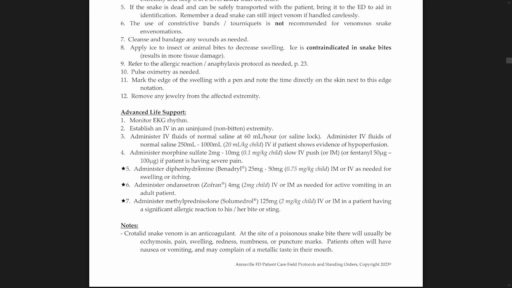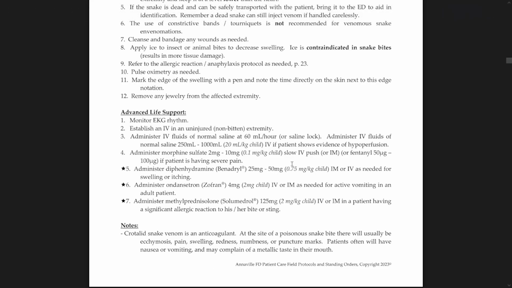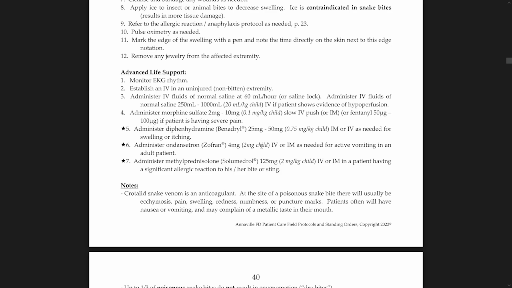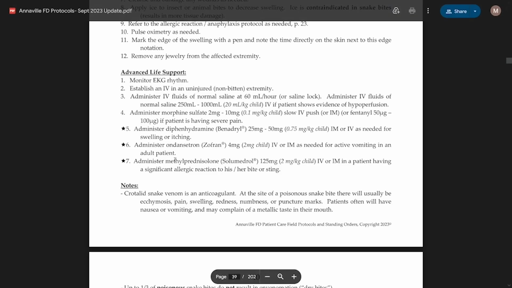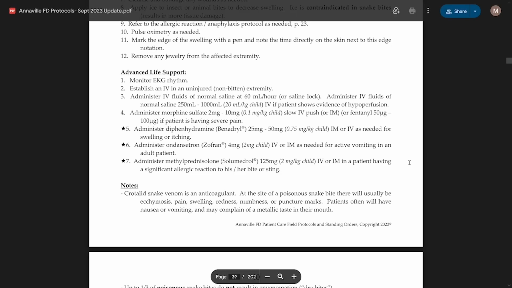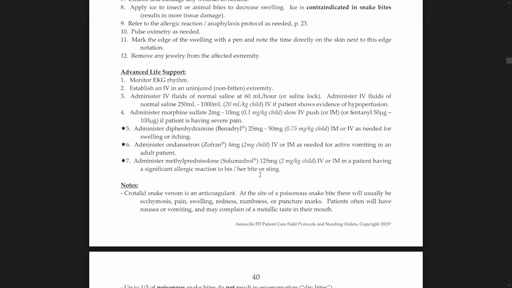You can administer diphenhydramine or Benadryl at 25 milligrams to 50 milligrams, or 0.75 milligrams per kilogram, intramuscularly or IV as needed for swelling or itching. Administer Zofran 4 milligrams, or 2 milligrams for a pediatric patient, via IV or intramuscularly as needed for active vomiting. Administer methylprednisolone or Solu-Medrol at 125 milligrams, or 2 milligrams per kilogram for a child, IV or IM, in a patient having a significant allergic reaction to a bite or sting.